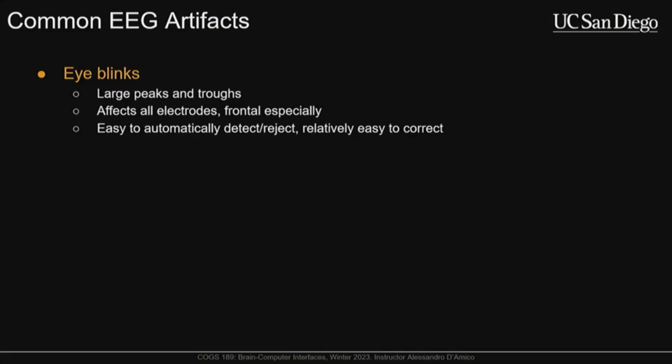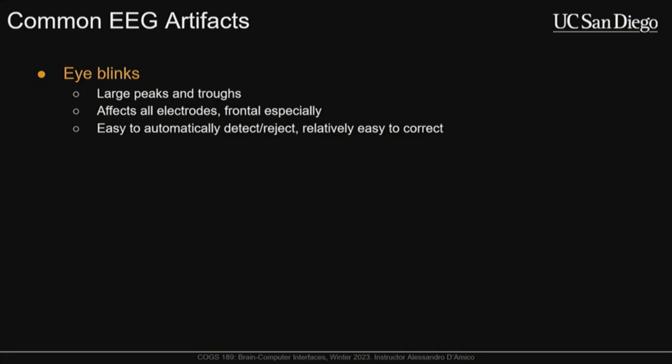Eye blinks. These are probably the most common artifact you'll interact with. They are very large peaks and troughs within the time series data. And in reality, they are orders of magnitude larger than the EEG signal, so they completely overshadow the EEG signal at that time. They affect pretty much every electrode, but they're mainly affecting the frontal electrodes, and it's pretty easy to detect them and relatively easy to correct for them.